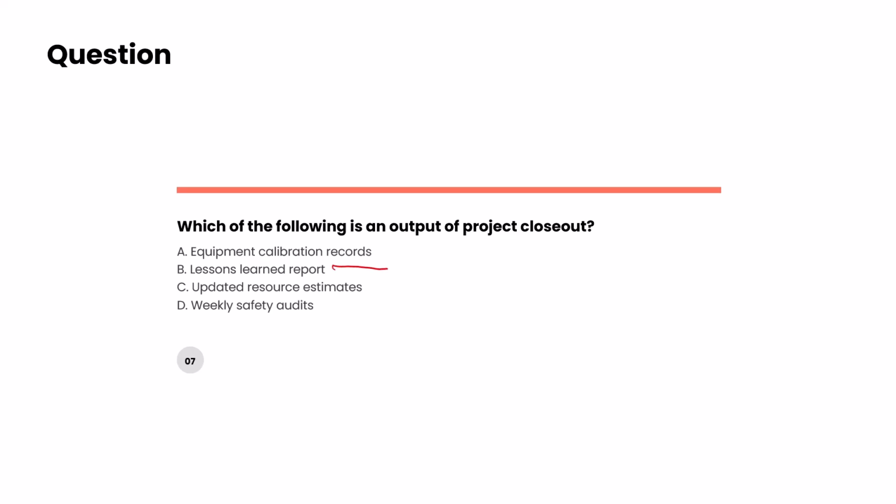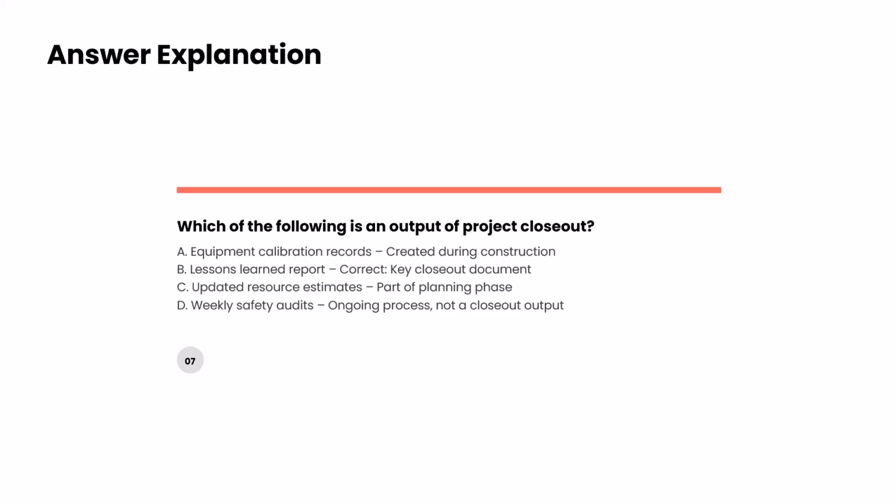C is update resource estimates. You're not updating resource estimates in the project closeout. Weekly safety reports, absolutely no. So out of these two choices, the lessons learned report looks a better choice as compared to equipment calibration records. And this is what you see as an answer.